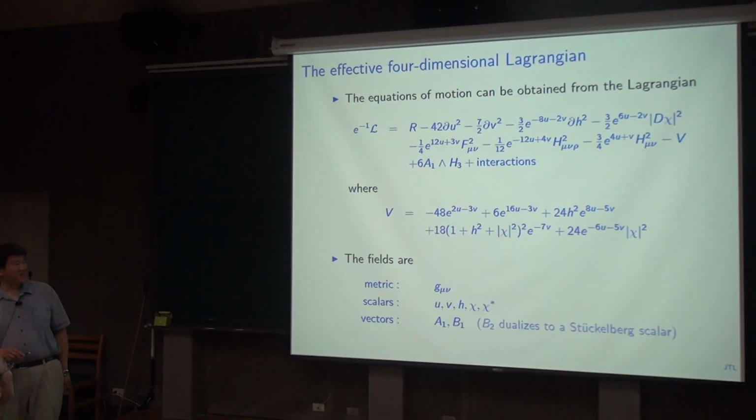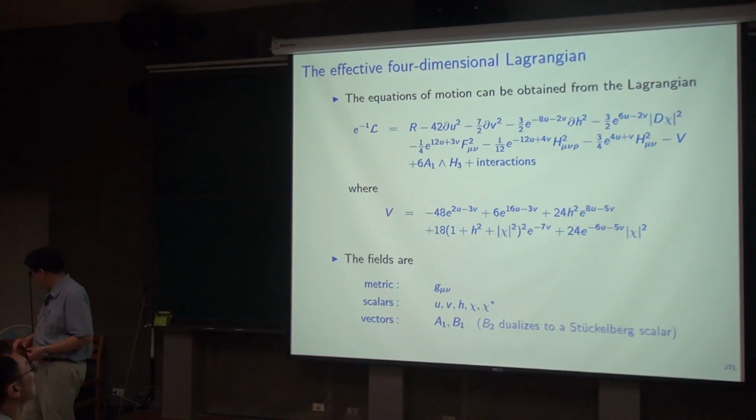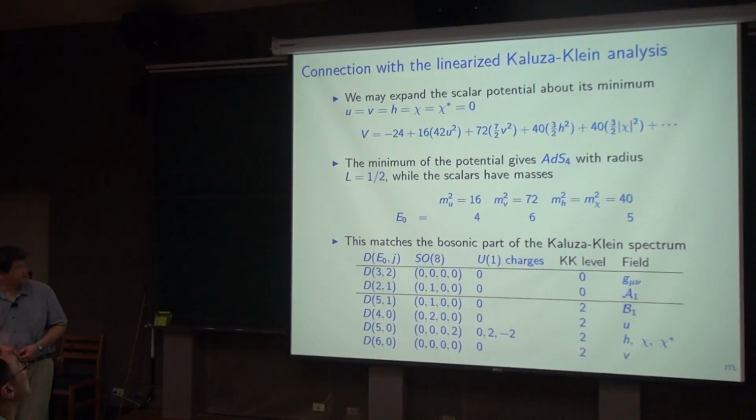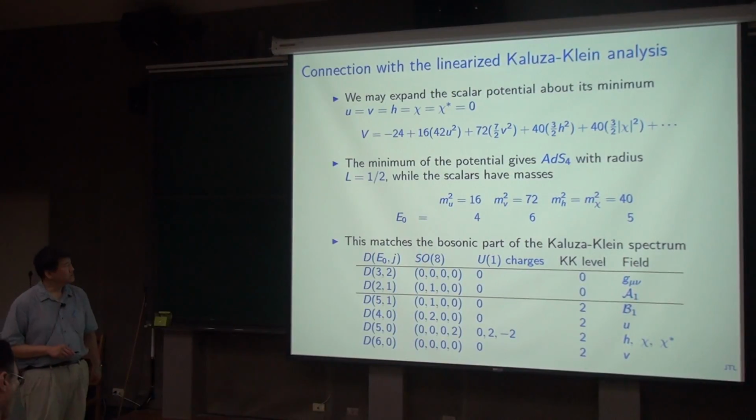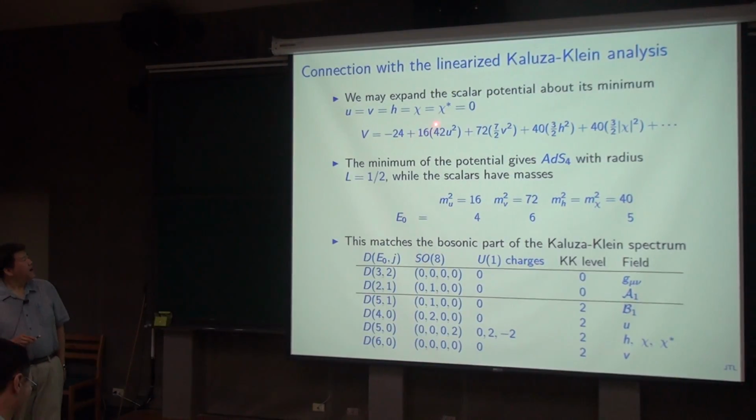This potential is a little bit complicated, so let me highlight the features of this again, which means I could expand this around the vacuum solution. So expand it for small fluctuations. And this is what you get. A cosmological or constant term, minus 24, which gives you the correct L equals 1/2 radius. And then 5 scalars, U squared, V squared, H squared, and complex scalar chi squared like that.